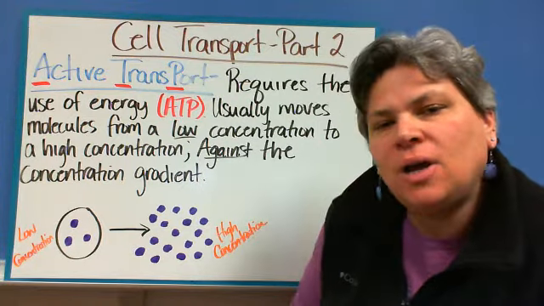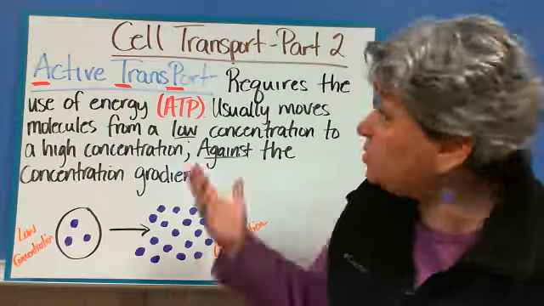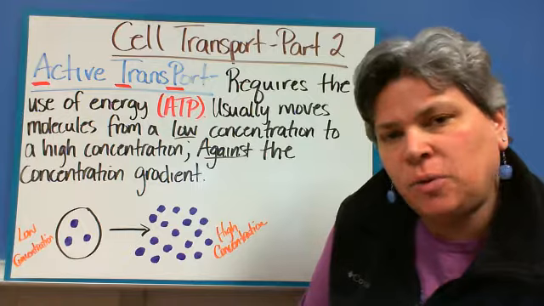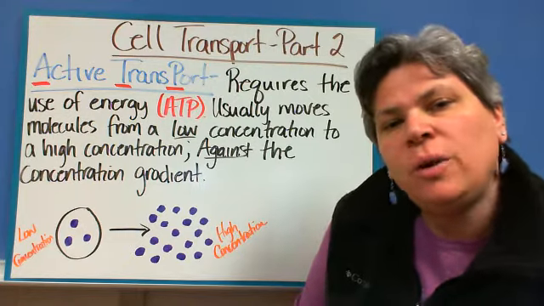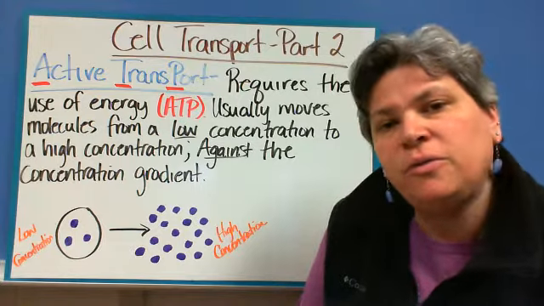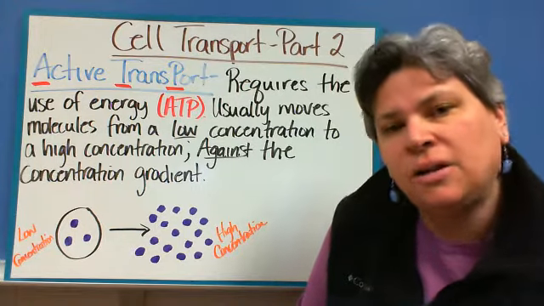Today we're going to wrap up talking about cell transport. So cell transport part 2, if you will. The last time we talked about passive transport and the types thereof. No energy required by the cell. You're moving with the concentration gradient. Essentially you're moving downhill. Movement from high to low.